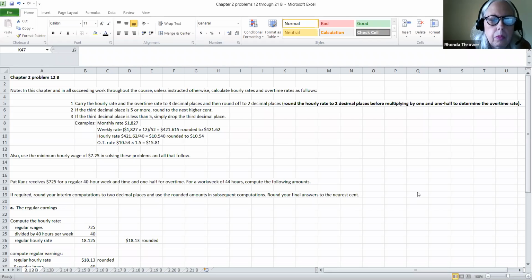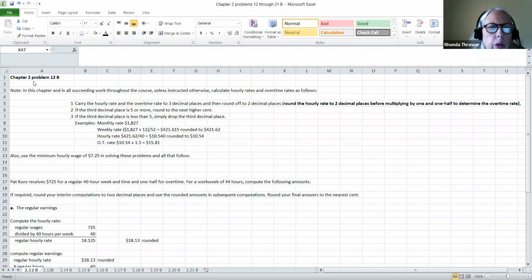So hold on just a minute and I will share my screen with you. All right, you should be able to see the screen now. And what I've done is I have created an Excel spreadsheet for the problems that we're going to go over today, which is 5 problems from chapter 2, starting with 12 and going through 16.